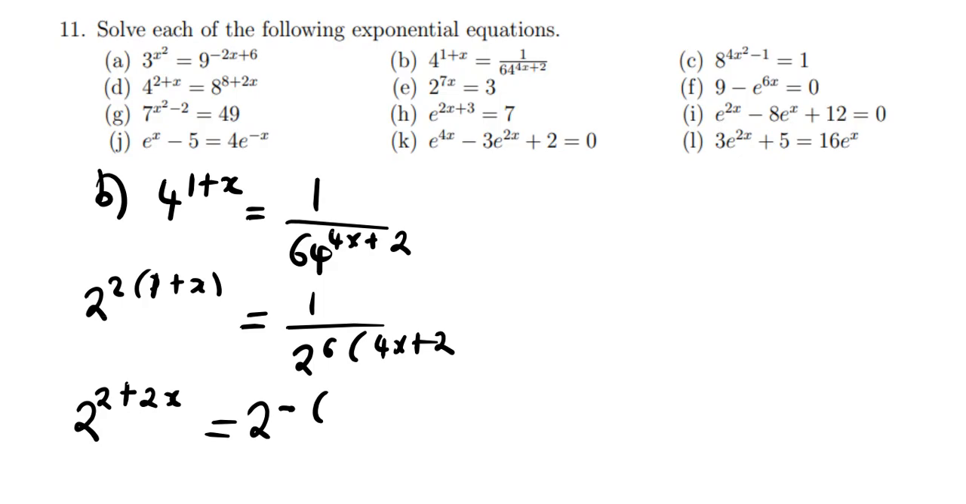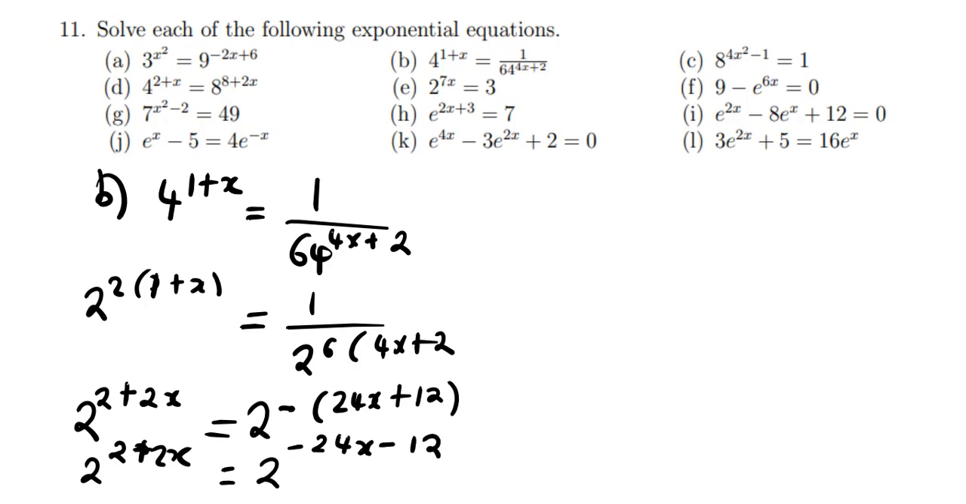Let me first distribute 6 multiplied by 4x, that is 24x. 6 multiplied by 2, that is 12. Then I need now to distribute the negative. So I'm going to have 2 plus 2x is equal to 2 minus 24x minus 12. So now that the bases are the same, I'm going to equate the powers. So it's 2 plus 2x is equal to negative 24x minus 12.